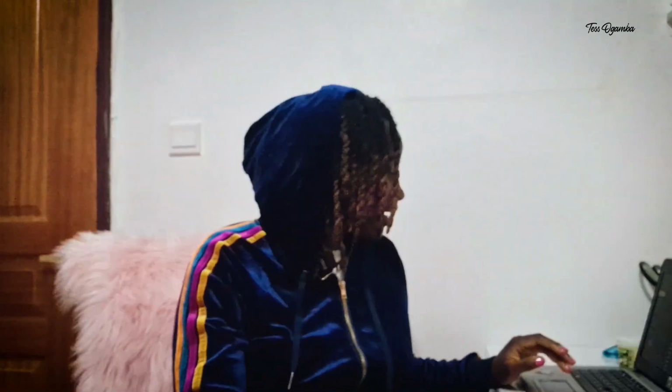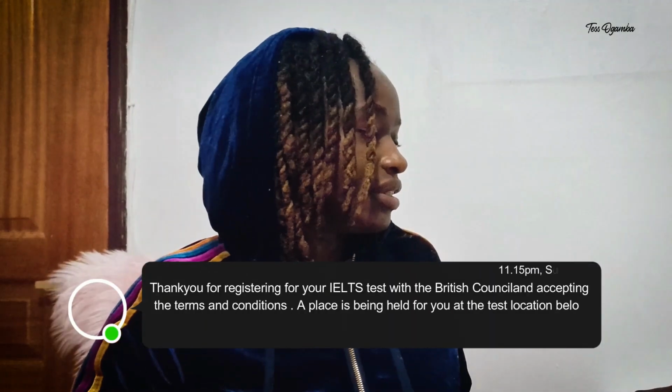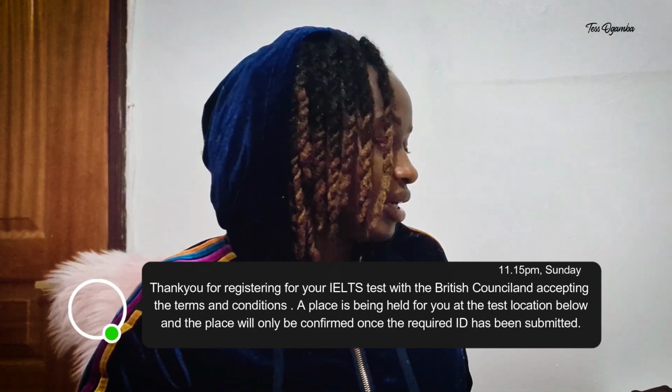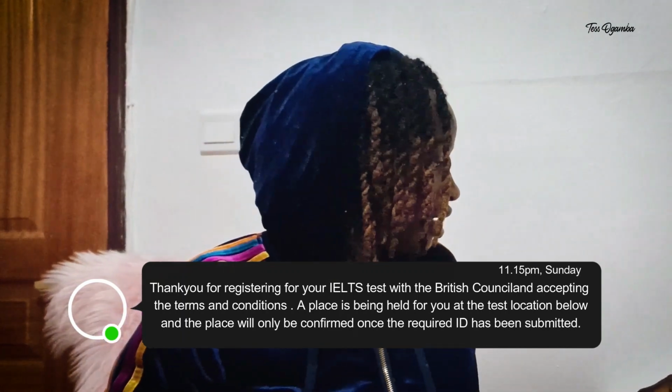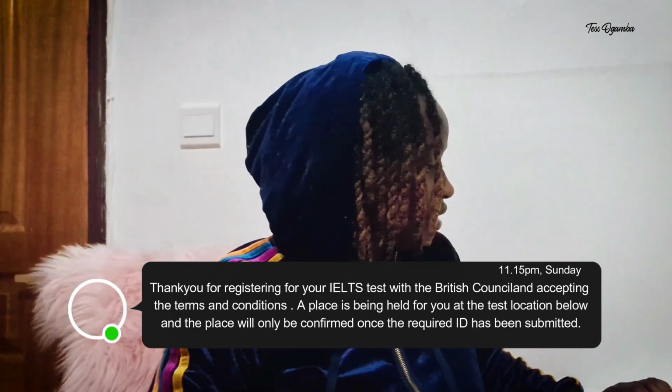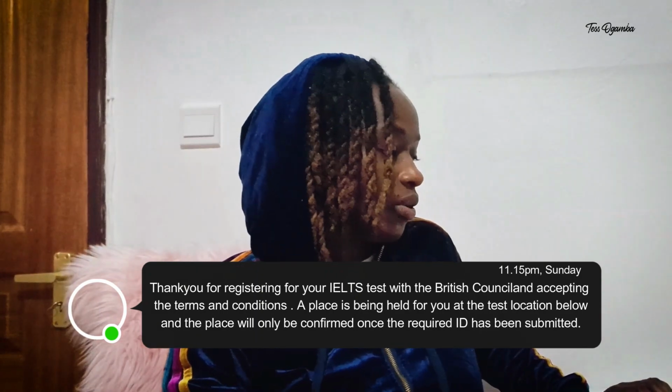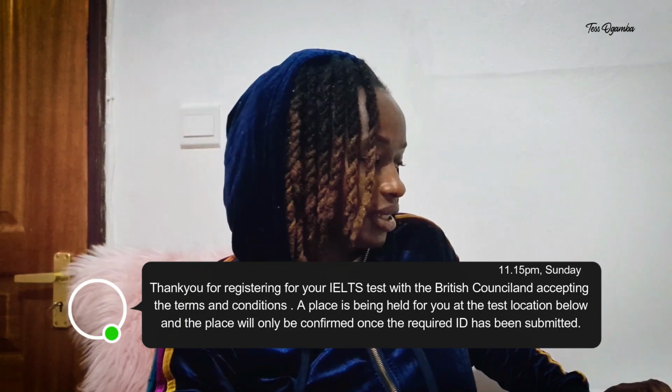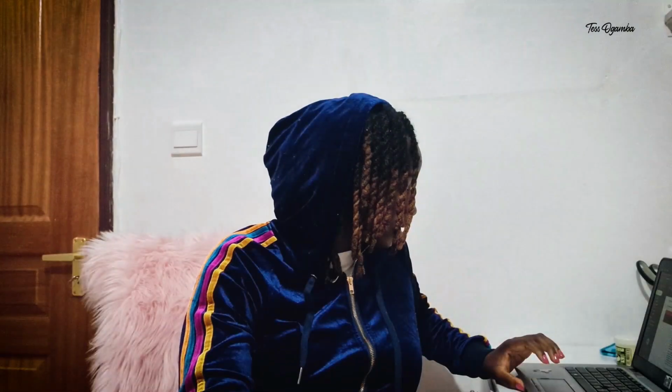Now, they do send you a couple of emails as you continue registration. So after that, they sent me an email saying, thank you for registering for your IELTS test with the British Council and accepting the terms and conditions. A place is being held for you at the test location below, and the place will only be confirmed once the required ID has been successfully submitted, once you've submitted your ID and you have made payment.